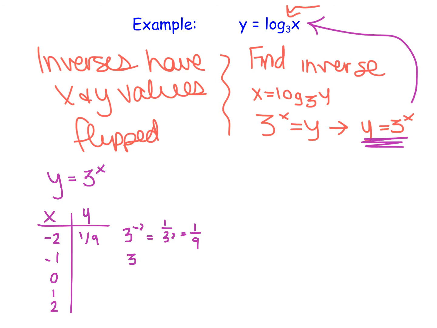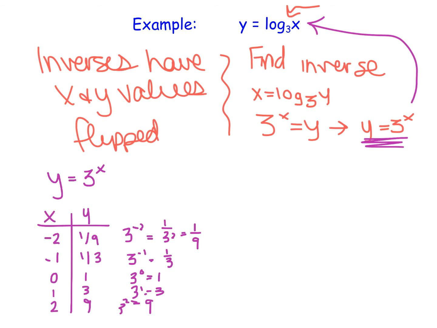Then if we take 3 to the power of -1, that's going to be 1 over 3, which is about 1/3, or 0.3 repeating. We then take 3 to the power of 0. Anything to the power of 0 is 1. We then take 3 to the power of 1, which is 3. And then we take 3 to the power of 2, which is 9. So here we've got a table of values for our exponential.